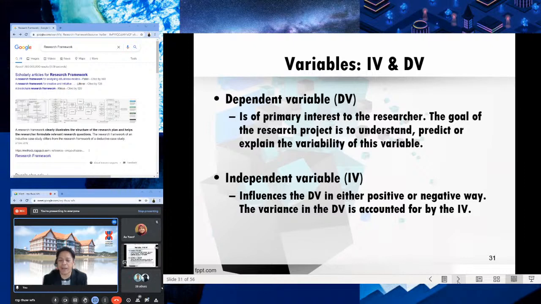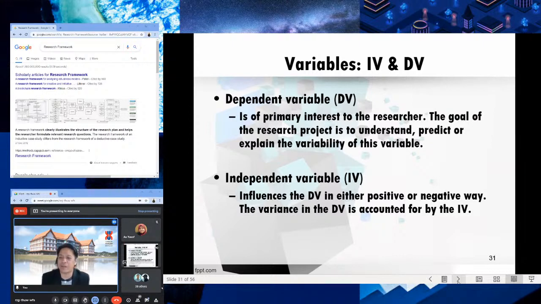The difference between the dependent and independent variable is that the independent variable influences the dependent variable, either in a positive or negative way. A lot of the variance in the DV is accounted for by the IV. That means the independent variable can influence the dependent variable. It depends on how you look at these differences.